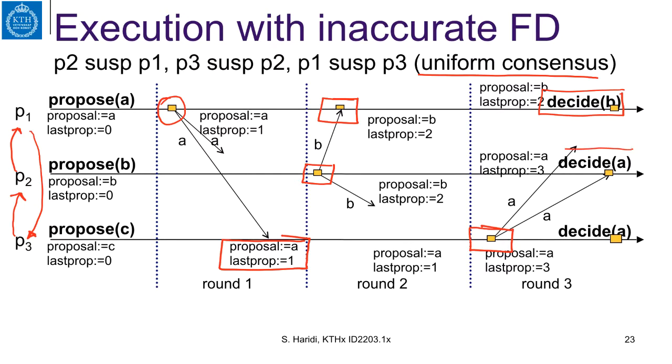So here you can see if we use an inaccurate failure detector, we will not be able to achieve consensus. The question that comes now is, can we use a weaker failure detector than P to solve the consensus problem?